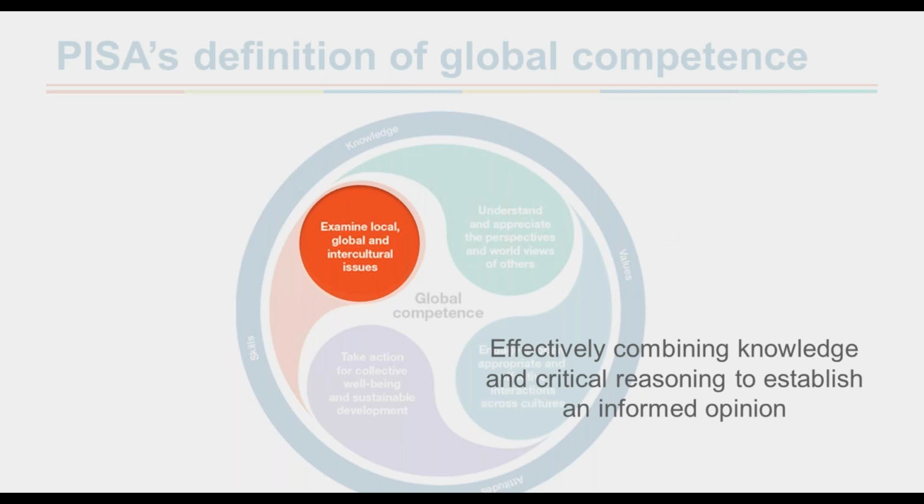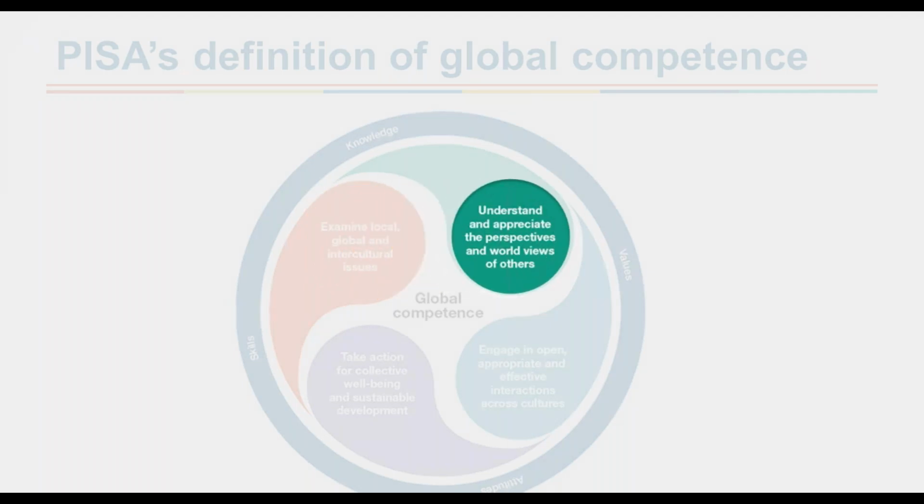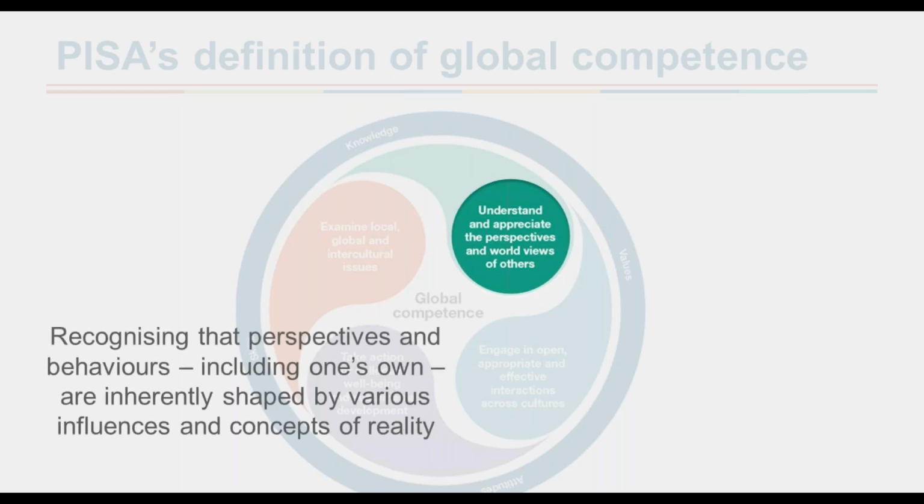Okay. The second dimension of global competence is the ability to understand and appreciate perspectives and worldviews of others. And this really refers to students' willingness and capability to understand global issues and their willingness to take others' perspectives. Now, being globally competent in this way doesn't mean that everyone should have the same perspective. Students can still retain their own cultural identity, but it's really about recognizing that perspectives and behaviors, including that of your own, is inherently shaped by various experiences and influences.